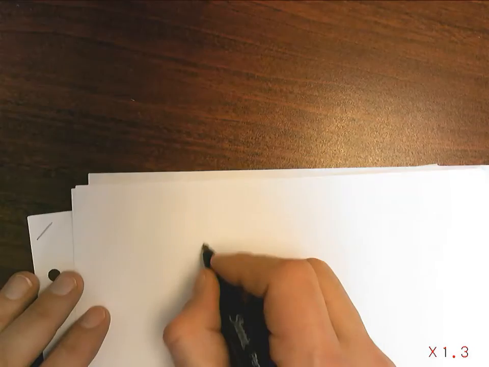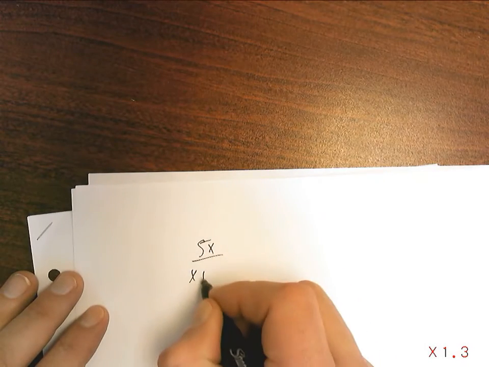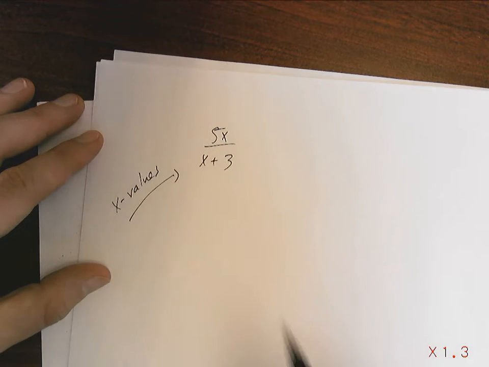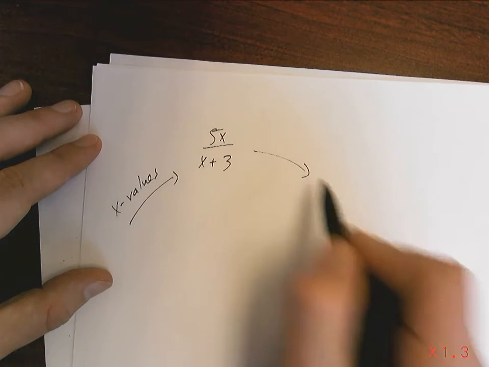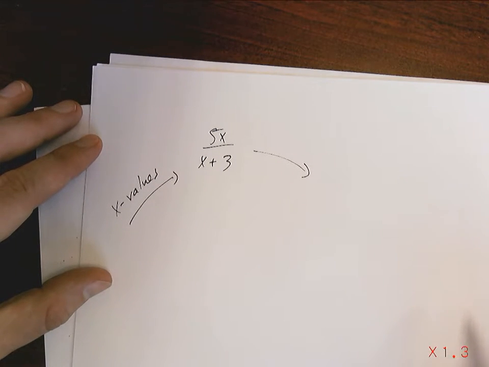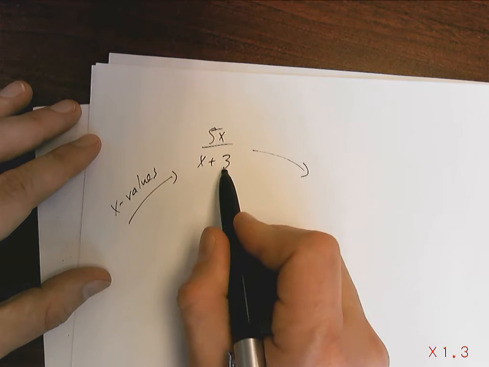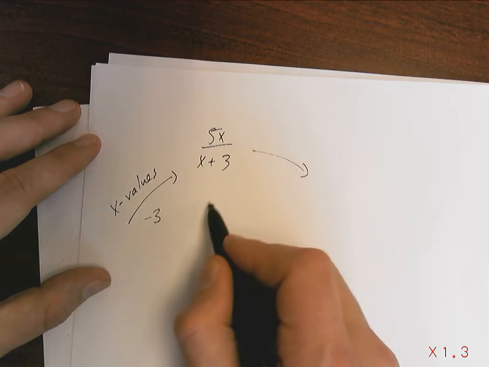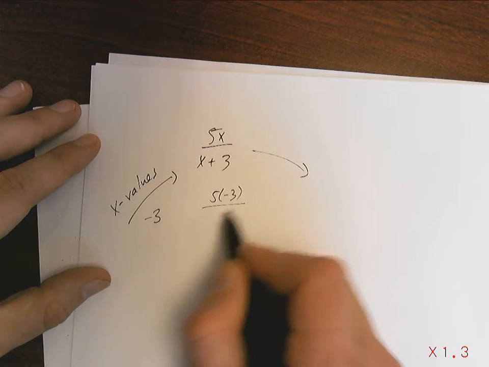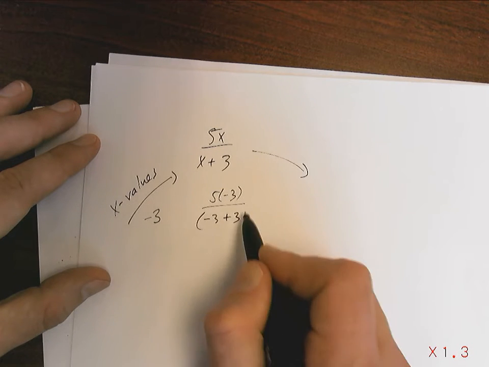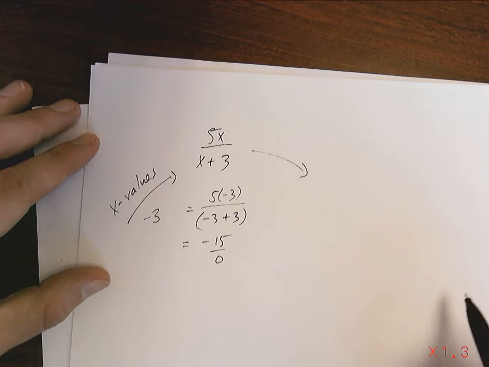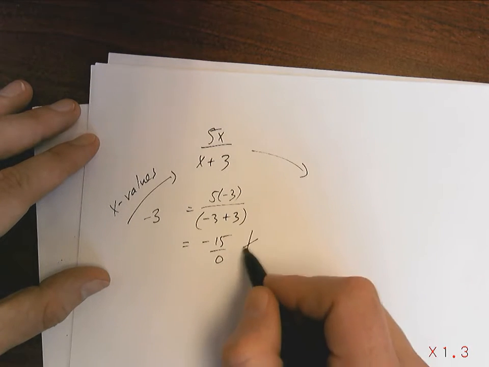So our question was 5x over x plus 3. What x values can I not put in here that will give me a problem coming out? Well, the answer is if the bottom is 0. So if I was to put in negative 3, notice what would happen. It would be 5 times negative 3 over negative 3 plus 3, which would be negative 15 over 0. And that is kapow!